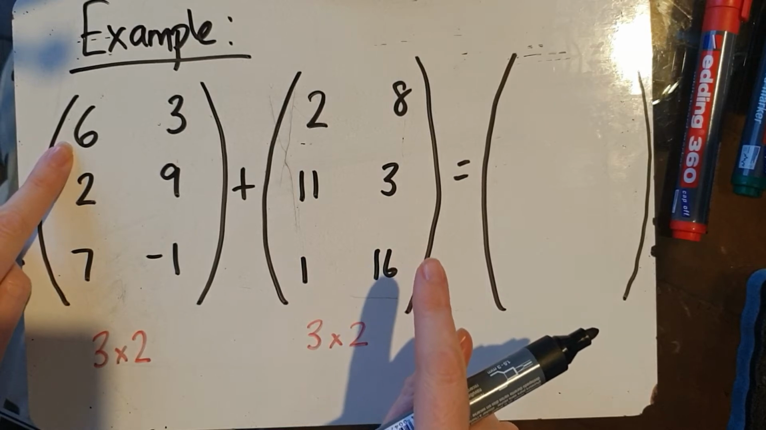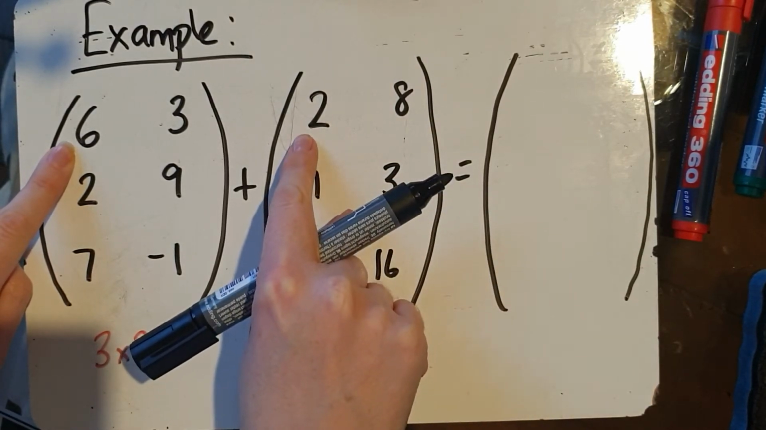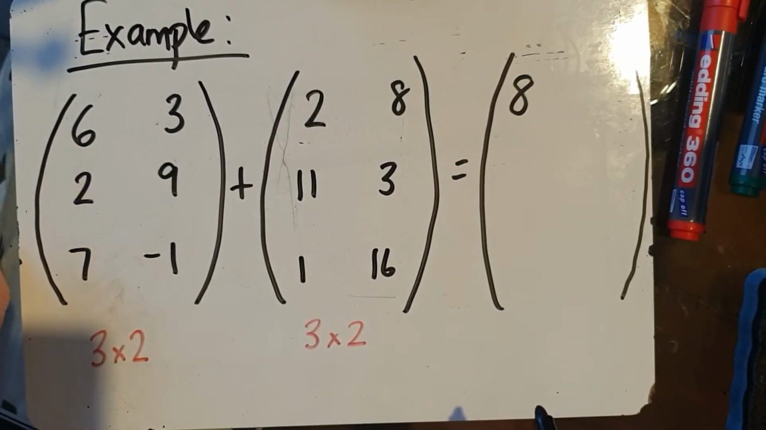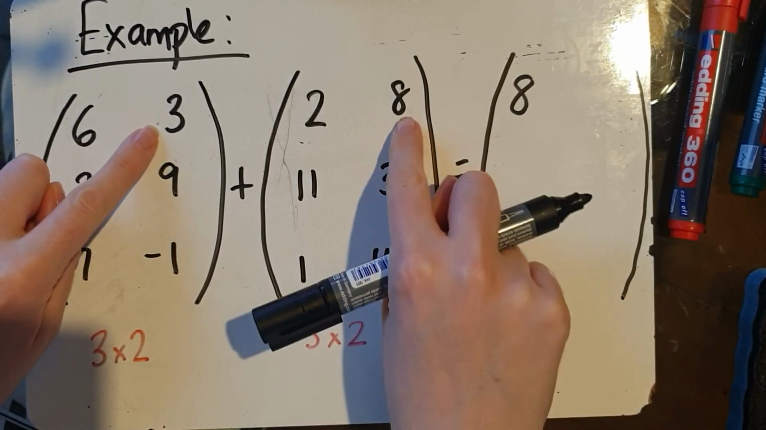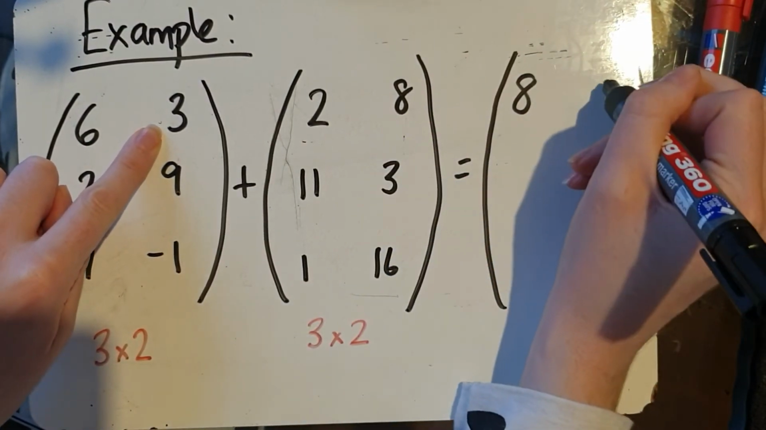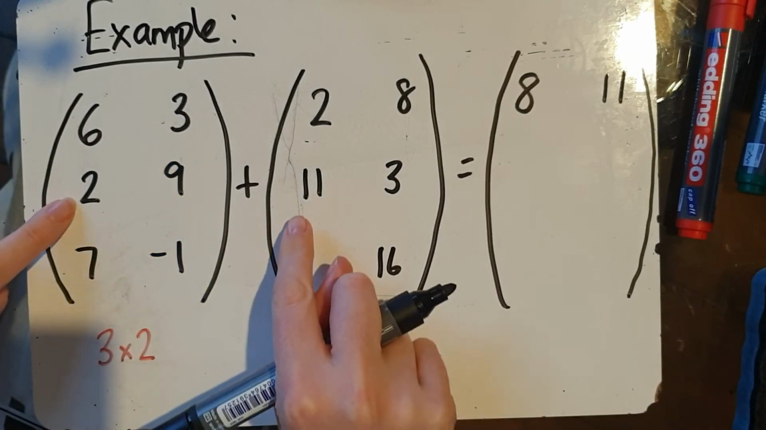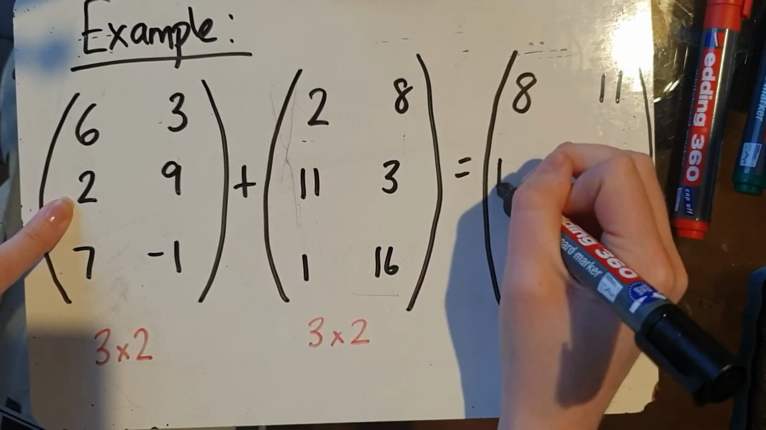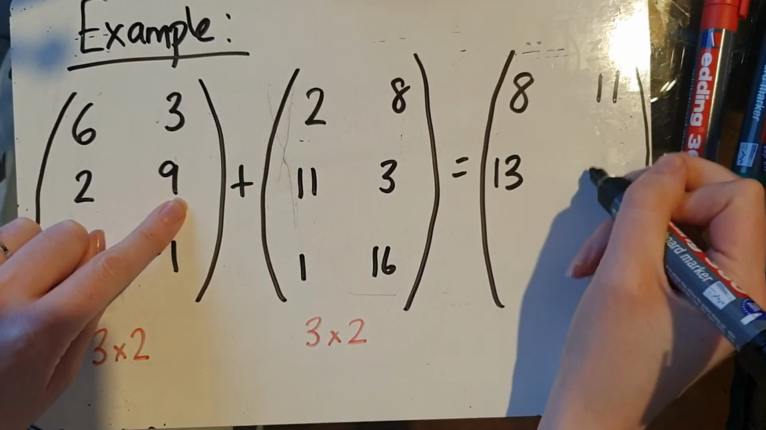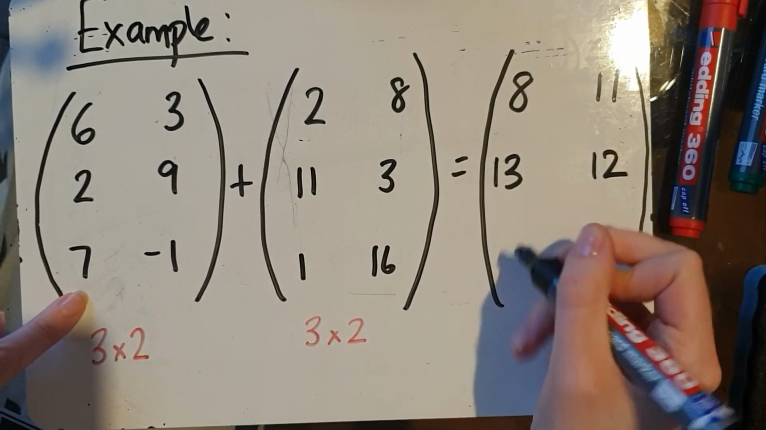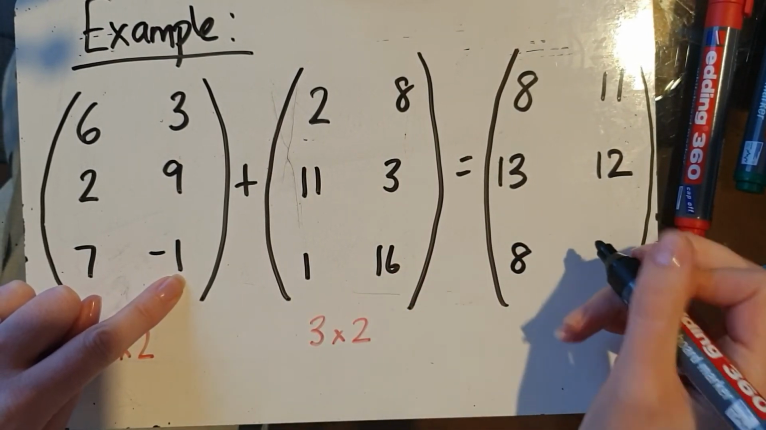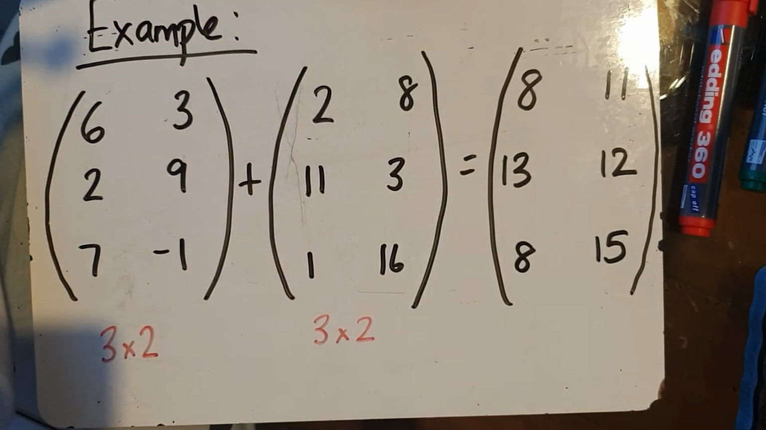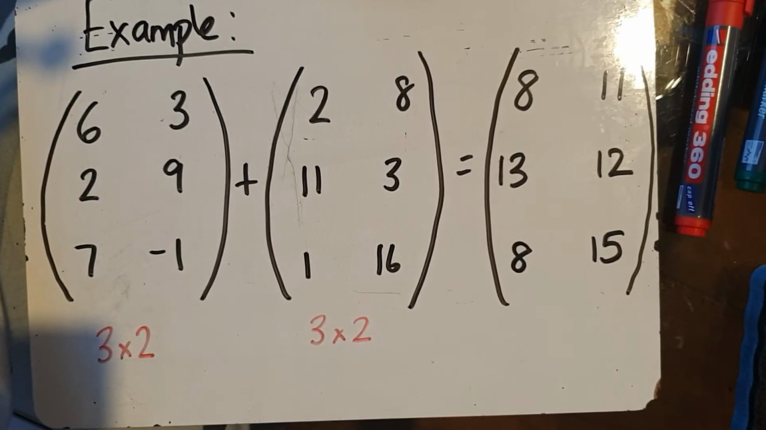And the way I'm going to add them together is just by adding corresponding entries. So this 6 is the top left entry of this matrix. This 2 is the top left entry of this matrix. So I add those two together. That's my first entry. This 3 and this 8 are both top right, so I add them together. This 2 and this 11 are both the first numbers in the second row, so I add them together. Add these together, add these together, and add these together. And that's it. I've added those two matrices together. There's nothing more to it than that.